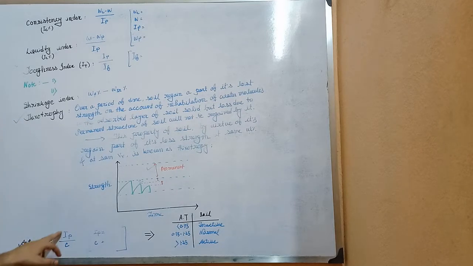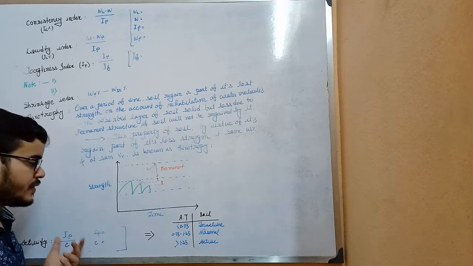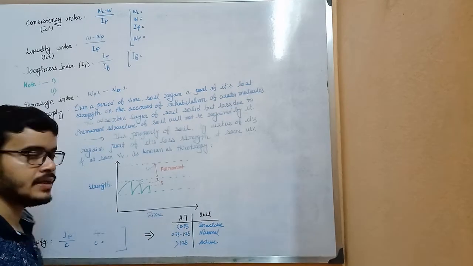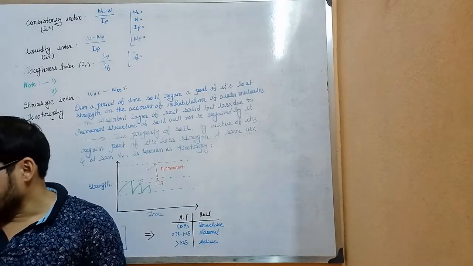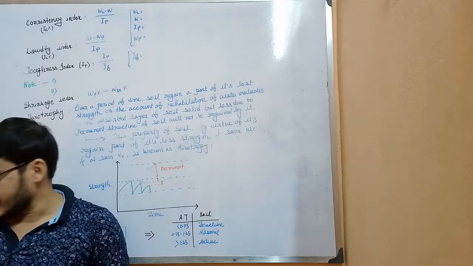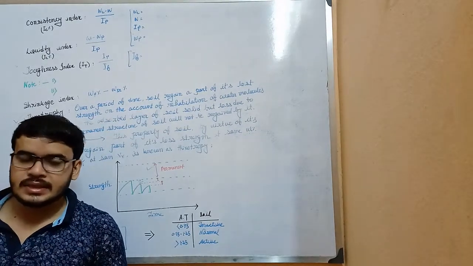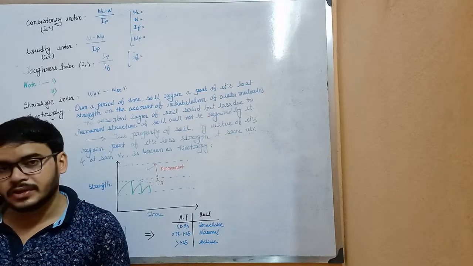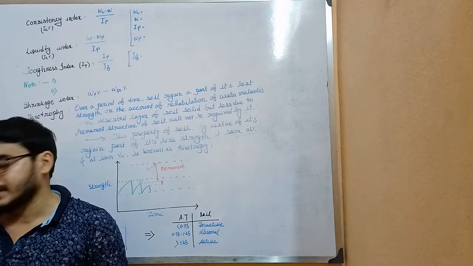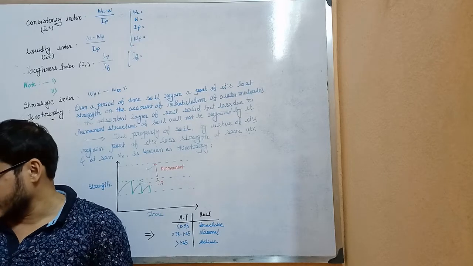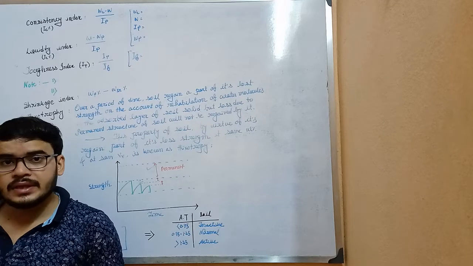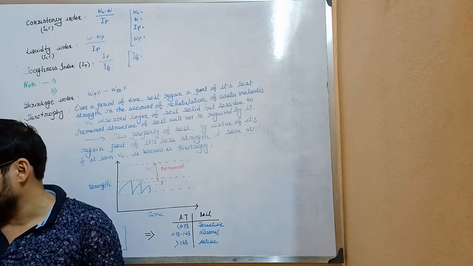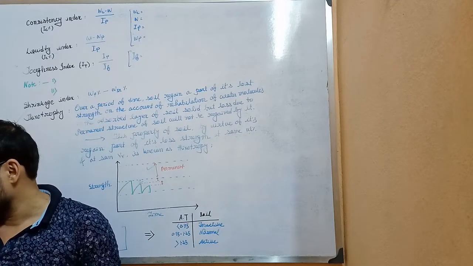Next, activity, that is Ip by C. Before writing this formula, first write the definition of activity. I am dictating it. Skempton defined a parameter termed activity. It represents the swelling and shrinkage property of soil mass.